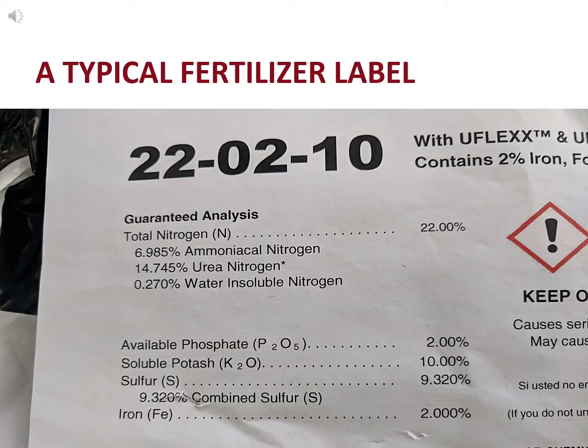This is an example of a fertilizer label. Fertilizers are commonly referred to by their analysis of nitrogen, phosphorus, and potassium, which are indicated as percentages at or near the top of the fertilizer label. This fertilizer is a 22-2-10, where 22 indicates the percent of total nitrogen, 2 indicates the percent of available phosphate phosphorus, and 10 indicates the percent soluble potash potassium. Please note that not all fertilizer sources will have sulfur or iron.